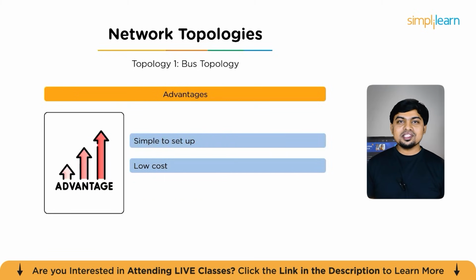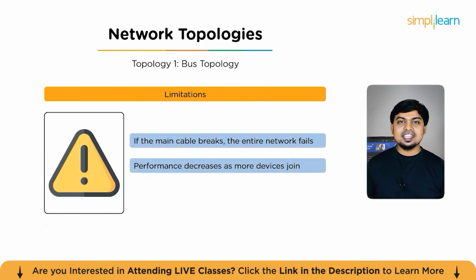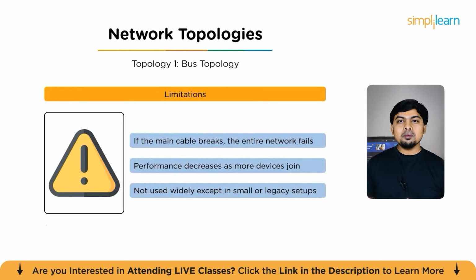Advantages? Simple to set up, low cost, and minimal cabling. And now let's also discuss the limitations. If the cable breaks, the entire network fails. Performance may decrease if more devices join. Not used widely today, except in very small or legacy setups. Bus topology is important historically because many early LANs were built this way.